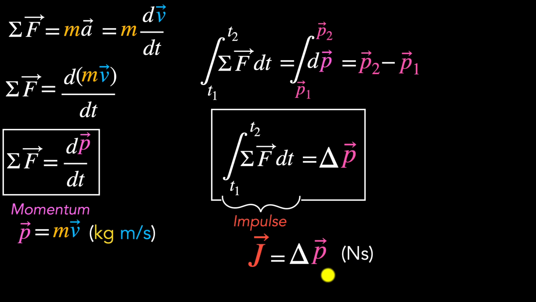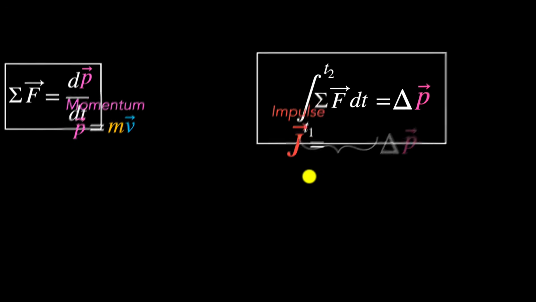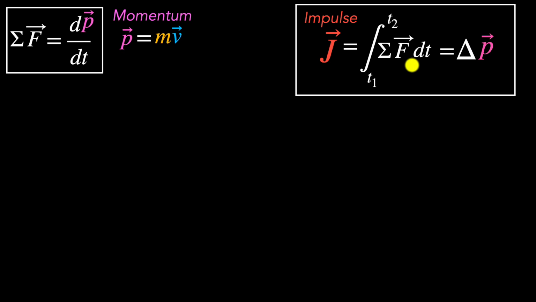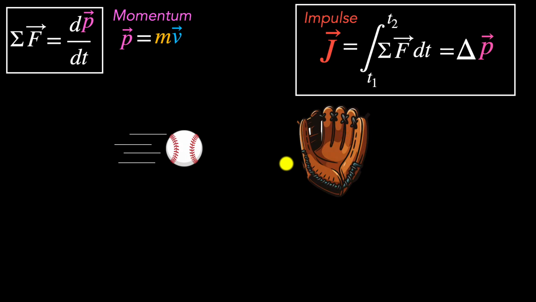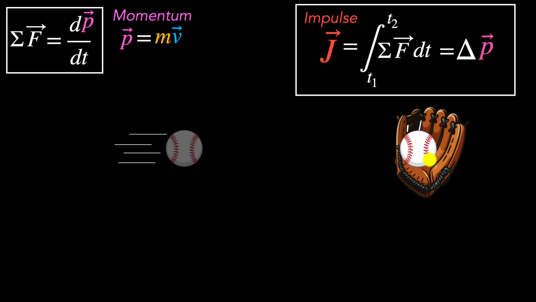But on to the main question. What exactly does this equation tell us? Well, let's take a concrete example. Suppose you're catching a fast-moving baseball. How do you catch it? Well, you naturally retract your hand like this, right? But why? You probably know because it hurts less.